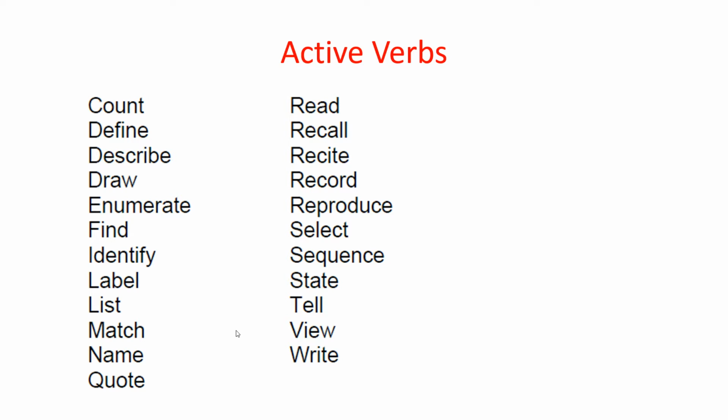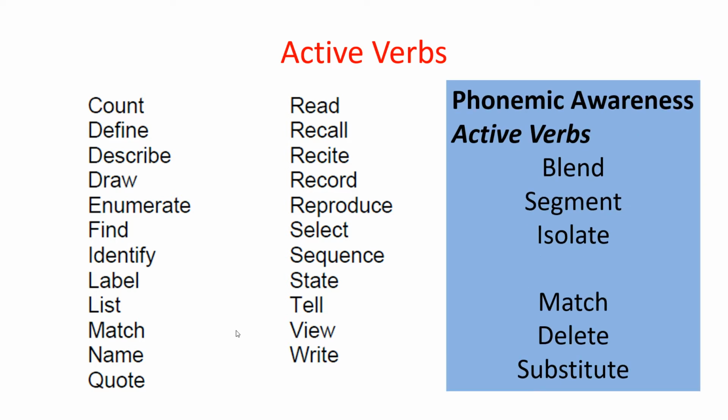Here is an example of some active verbs: enumerate, find, identify, label, list, tell, write, record, recite. Those are things you can observe and measure. Again, your active verb for this lesson plan number 1 will be blend, segment, isolate, match, delete, or substitute.